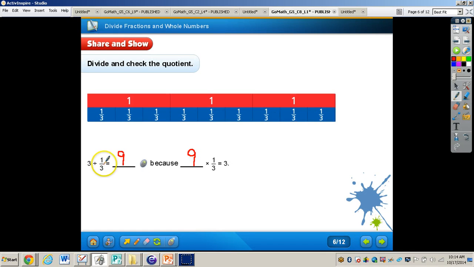Okay, 3 divided by 1/3 does equal 9. We can easily see this because we've taken 3 1-whole fraction strips. Okay, and we can see that 1/3 goes underneath 3 of these 9 times. So 3 divided by 1/3 equals 9.